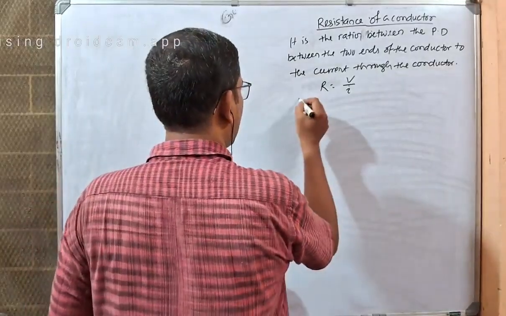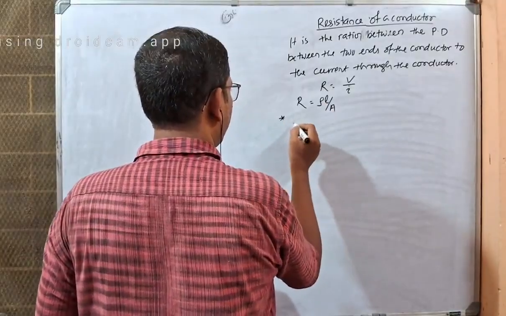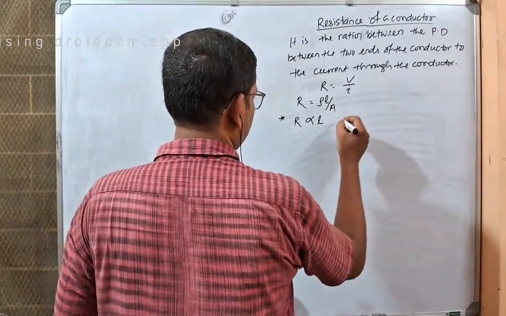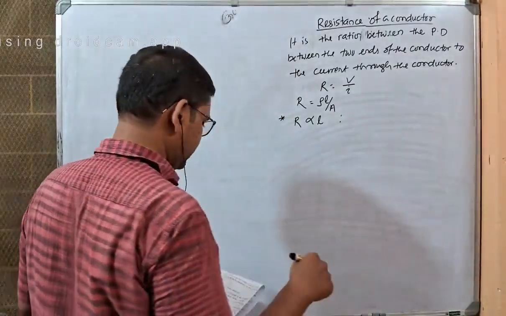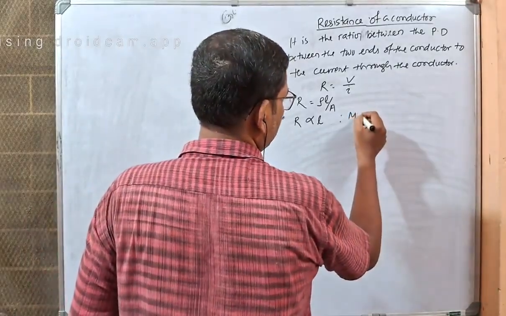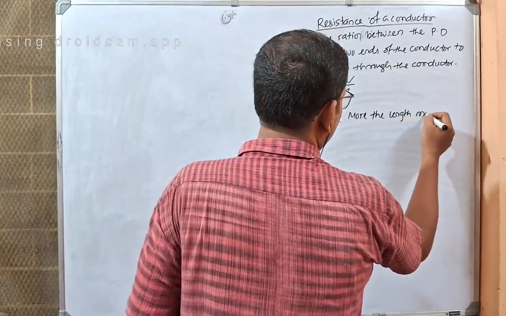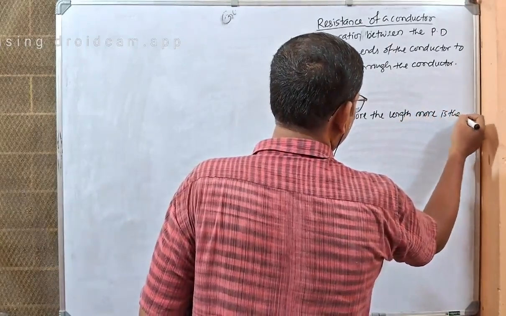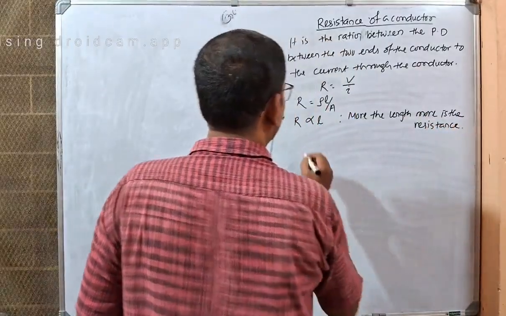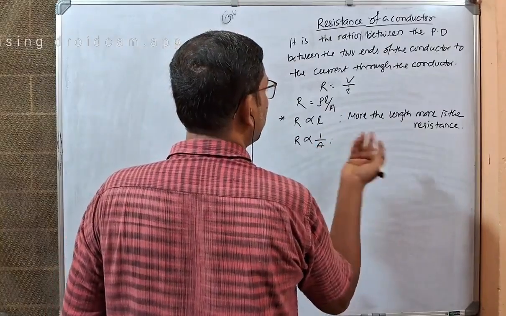And we know R is equal to rho L by A. From here, what we found is that R is proportional to the length of the conductor. So the more the length, the more is the resistance. And R is also proportional to 1 by A, so inversely proportional.